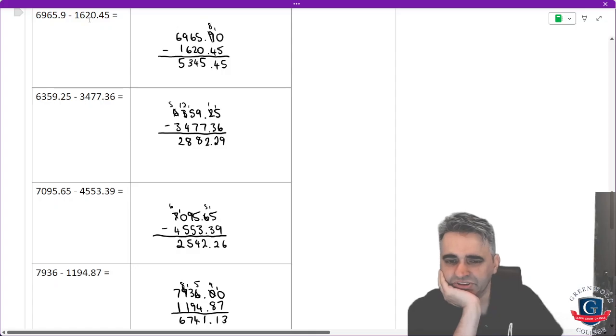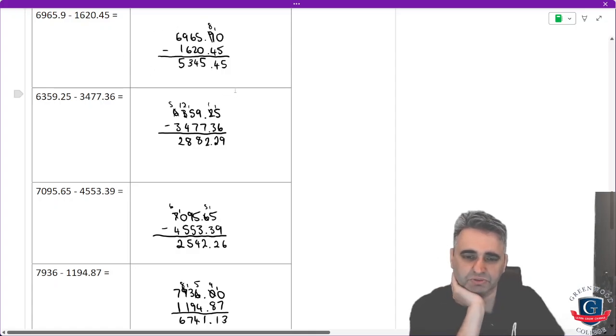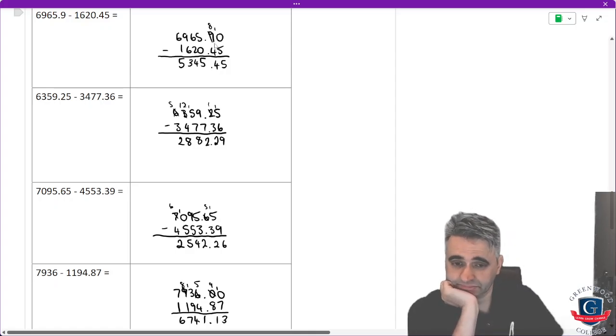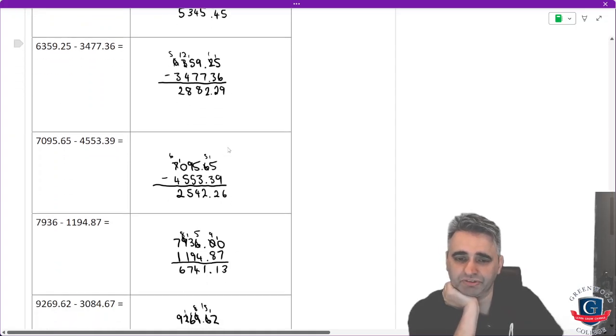6965.90 take 1620.45. Had to put the 0 on the end this time because I haven't got the same number of decimal places. 5 from 0 can't. 9 becomes 8, that becomes 10, that becomes 5. 4 from 8 is 4. 0 from 5 is 5. 2 from 6 is 4. 6 from 9 is 3. 1 from 6 is 5. 5345.45.